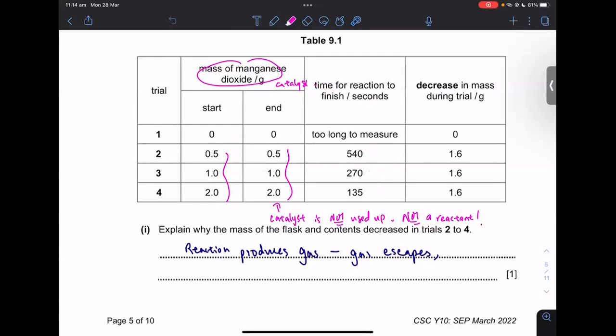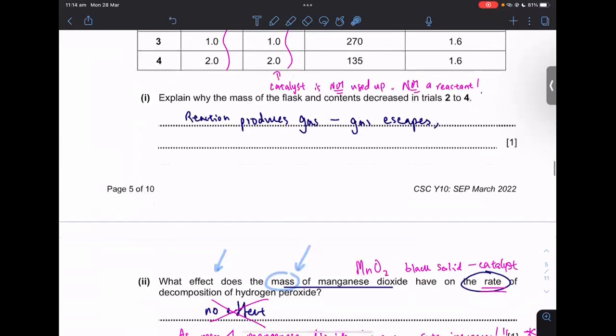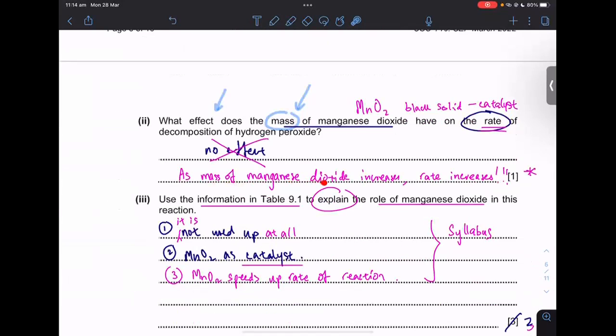Don't forget, this is time, this is not rate. If it takes shorter time, the rate is faster. So it should be as the mass of manganese dioxide increases, the rate increases. You will get 1 mark there.